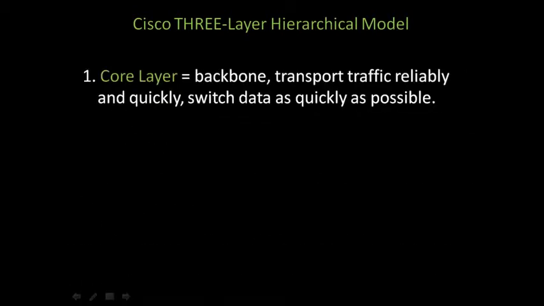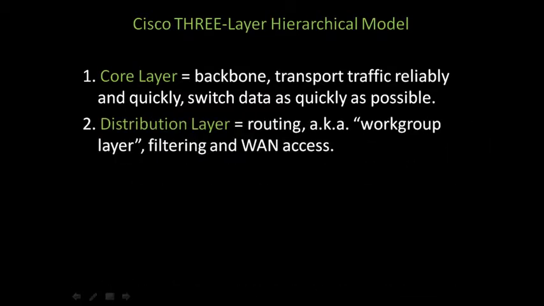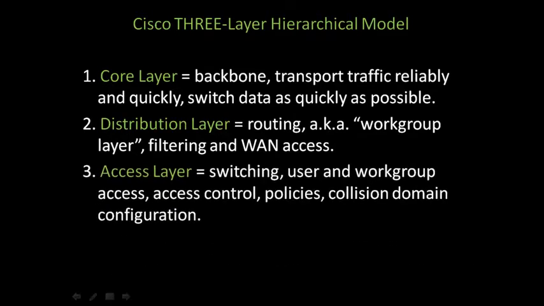In addition to the Open Systems Interconnect hierarchical conceptual 7-layer model, Cisco has its own 3-layer hierarchical model. The first of these layers is the core layer, or the backbone. It has 2 primary functions, 1 to transport traffic reliably and quickly, and 2 to switch data as quickly as possible. The second layer would be known as the distribution layer, or the routing layer, aka the workgroup layer, and its primary function is filtering and wide area network access. Finally, the third layer would be known as the access layer, and its functions are switching, user and workgroup access, access control, policies, and collision domain configuration.